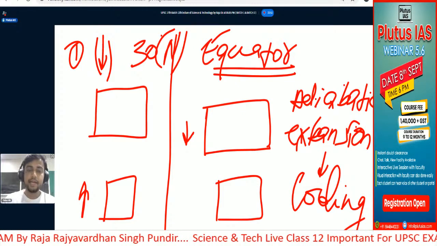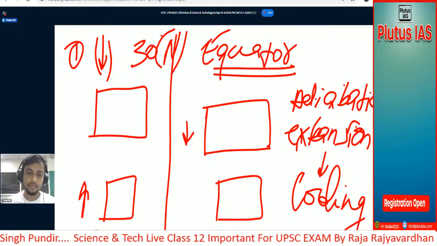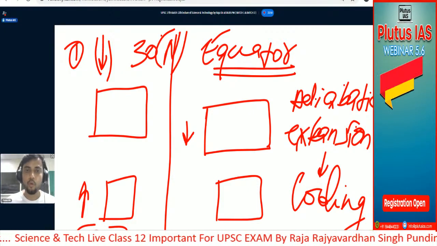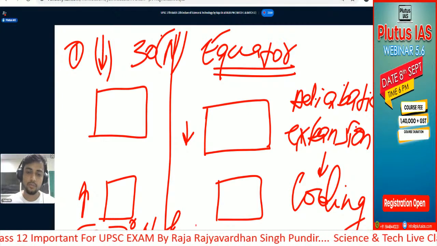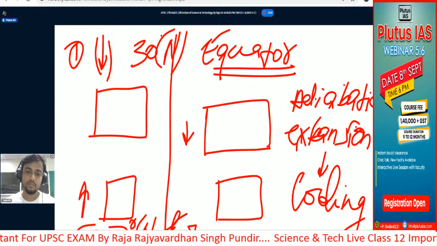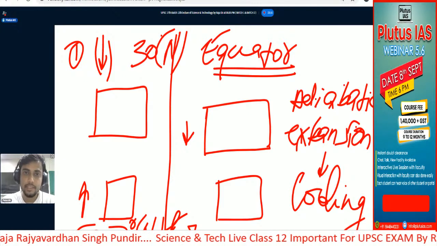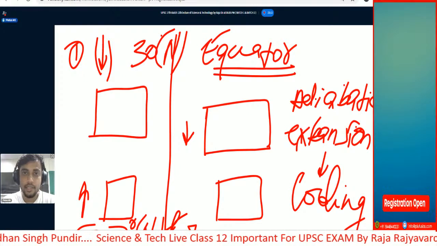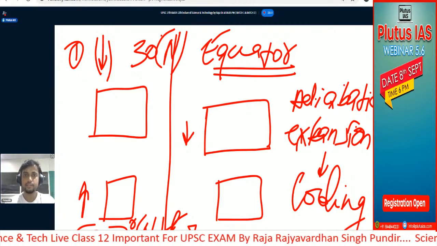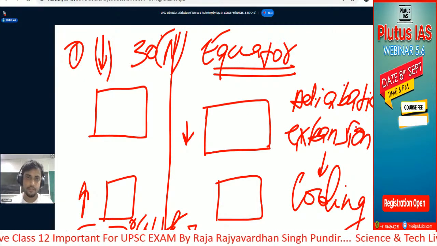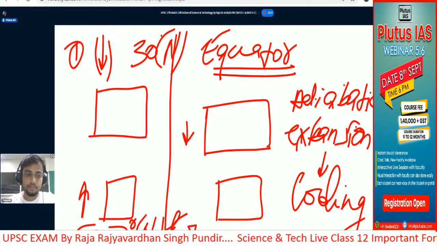So most of the deserts are located near the subtropical high pressure belt, which is 30° north and south. We have the Sahara Desert, we have the Arabian Desert, and we have the Thar Desert and the Great Australian Deserts. They all are located in this latitude. Because the air is descending, the chances of cloud formation are very minimal.